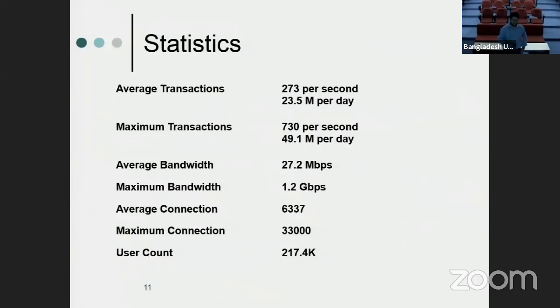Average connections were 6,000 plus, and maximum during the attack period, which we'll show later, we got a maximum of 33,000 connections at the same time. And in this period, we got over 270K unique users. By users, we mean IP addresses. So unique IP addresses were counted during this period.